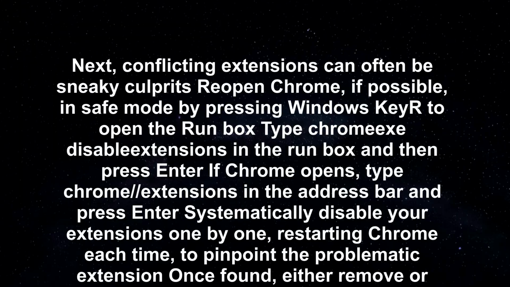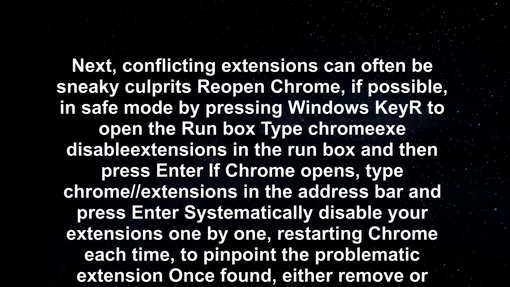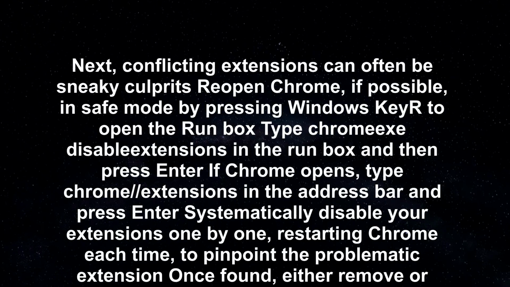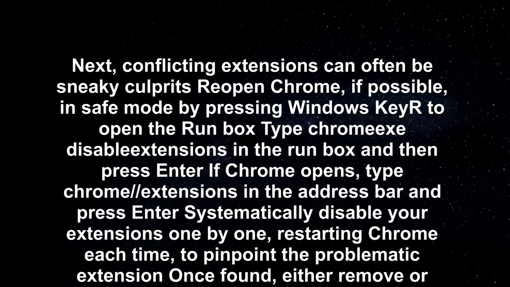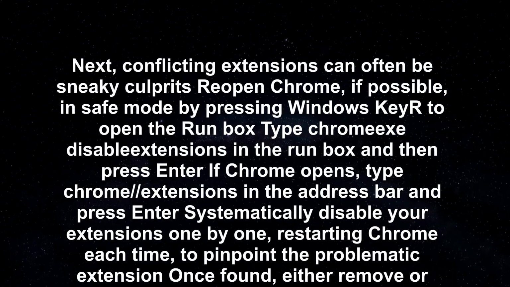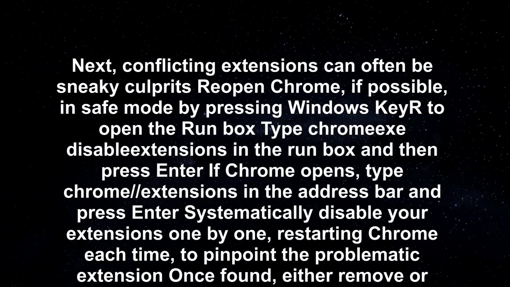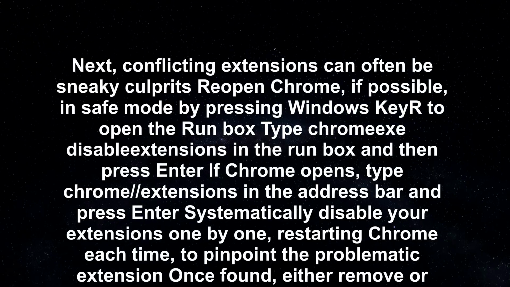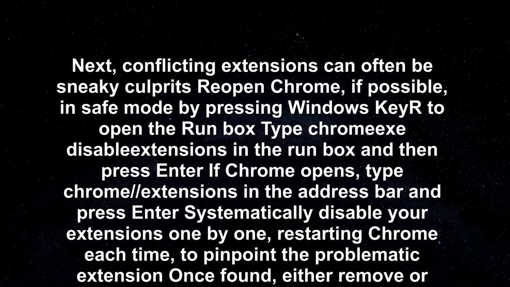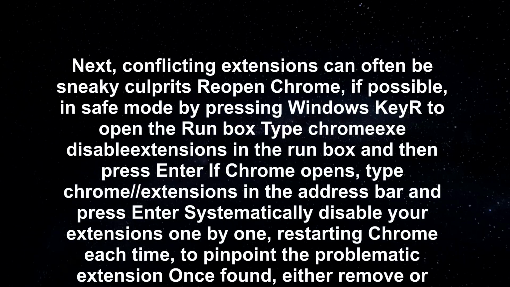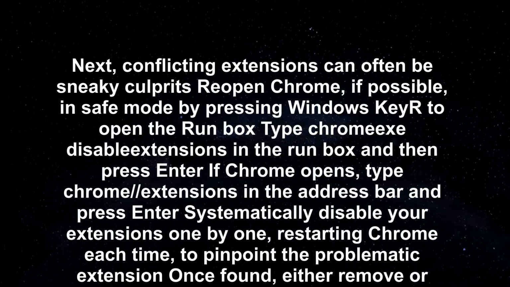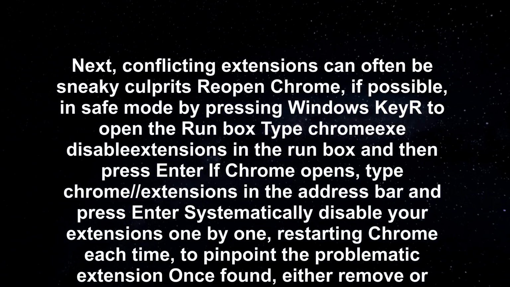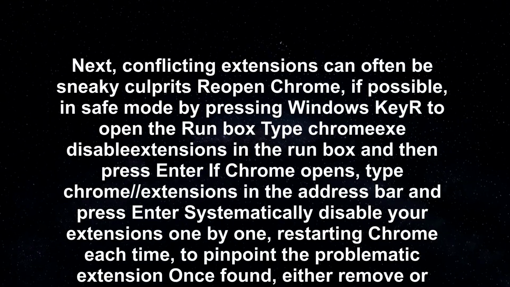Next, conflicting extensions can often be sneaky culprits. Reopen Chrome, if possible, in safe mode by pressing Windows-R to open the Run box. Type chrome --disable-extensions in the Run box, and then press Enter. If Chrome opens, type chrome://extensions in the address bar and press Enter. Systematically disable your extensions one by one, restarting Chrome each time to pinpoint the problematic extension. Once found, either remove or update it.